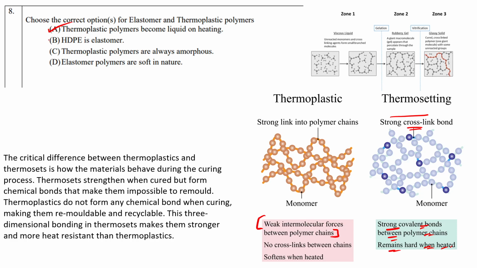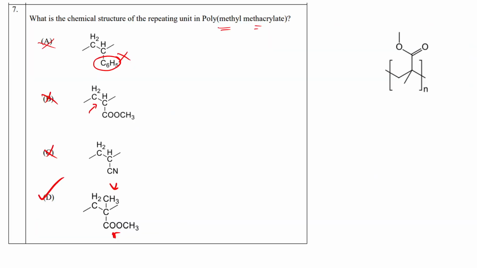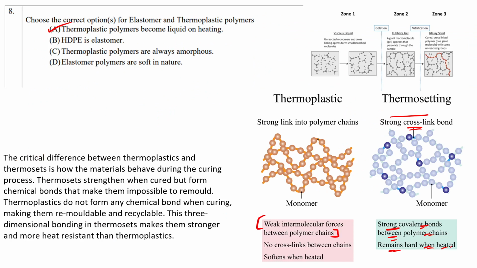Yeah, HDP is not an elastomer. It is highly dense. Previously we just read about HDP and its properties. It has a crystalline nature, so they are not elastomers actually. You can remove this. Elastomers are amorphous and soft in nature. These two options will be the correct ones.